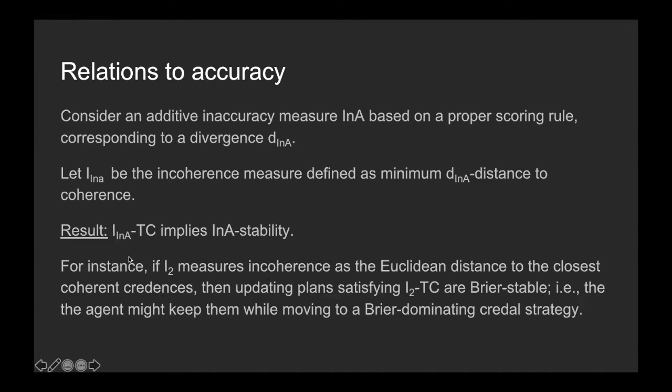So here's maybe an example that makes it a little bit clearer. We have this measure I2 that measures incoherence as the Euclidean distance to the closest coherent credences. Then we can use that measure to define a version of tolerant conditionalization where good updating plans are ones that don't increase your plan incoherence according to this incoherence measure. Then those updating plans that satisfy that version of tolerant conditionalization are also Brier stable. That means the agent is allowed to keep these updating plans when moving to a Brier dominating creedal strategy.